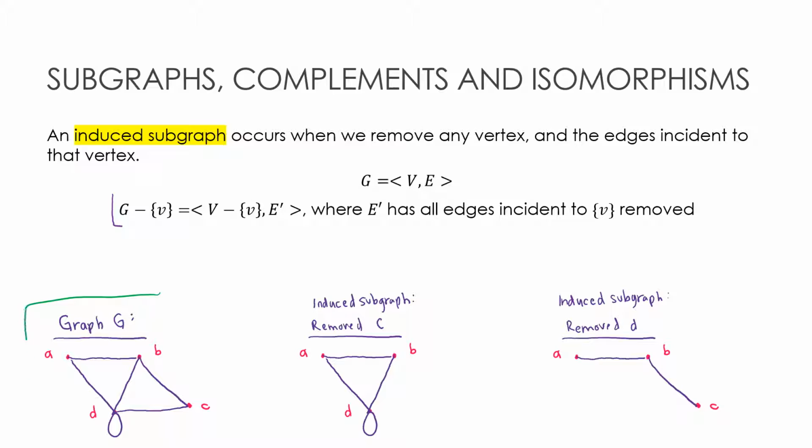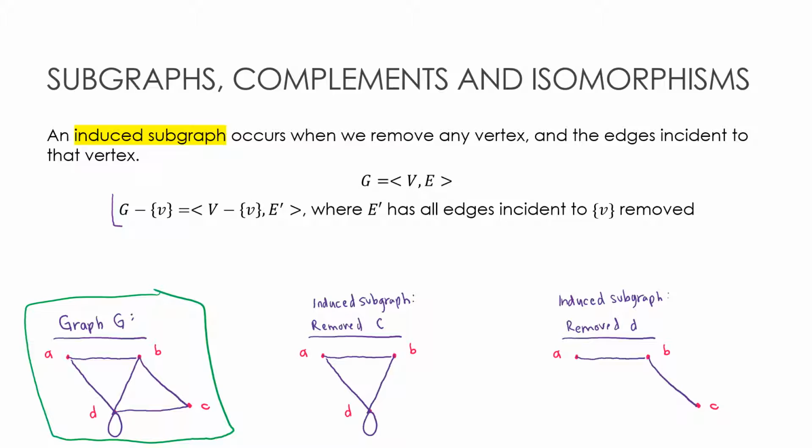So here's my original graph G. My induced subgraph by removing C. So here's C. If you'll notice, there is a BC and a DC, and you'll notice in my induced subgraph BC and DC are gone, as well as C. So C would have been out here. It's gone. I took away anything that was connected to C as well.